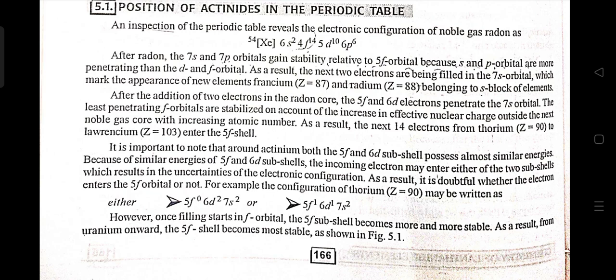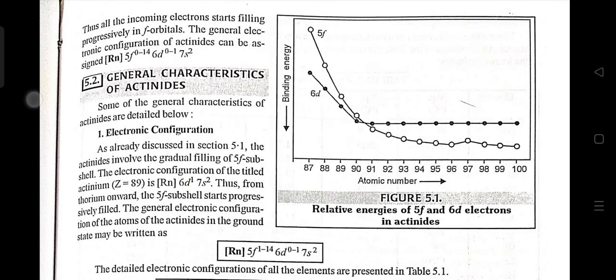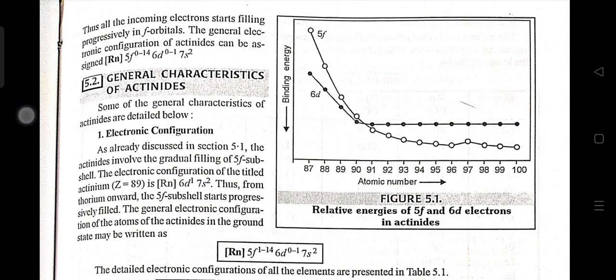However, once filling starts in the 5f orbital, the 5f subshell becomes more and more stable. As a result, from uranium onward, the 5f subshell becomes more stable as shown in figure 1. Thus, all the incoming electrons start filling progressively in 5f orbitals. The general electronic configuration of actinides can be assigned as radon 5f0 to 14, 6d0 to 1 and 7s2.